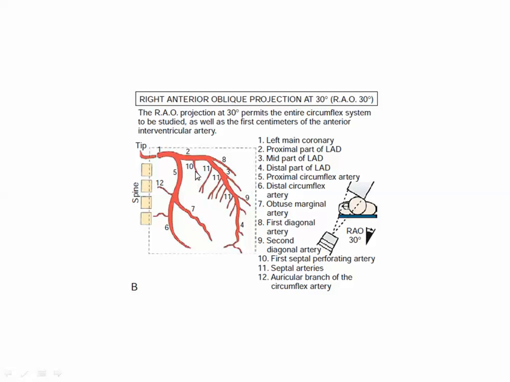We say lesion in the proximal LAD. Of what? First diagonal. In some literature, you will read it as the first perforator, but in most it's the first diagonal. Okay, so it's the first diagonal. This is the LAD, proximal LAD. From the first to the second diagonal, it's the mid LAD. After that, it will be the distal LAD.